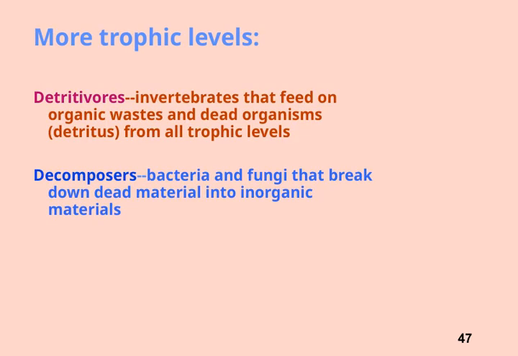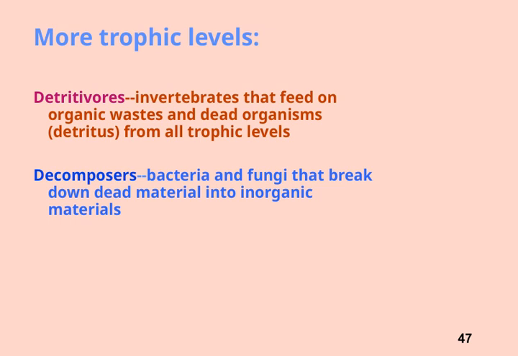Now, let's explore more trophic levels in the ecosystem. First, we have detritivores, which are invertebrates that feed on organic wastes and dead organisms, also known as detritus, from all trophic levels. These creatures play a crucial role in breaking down and recycling organic material.